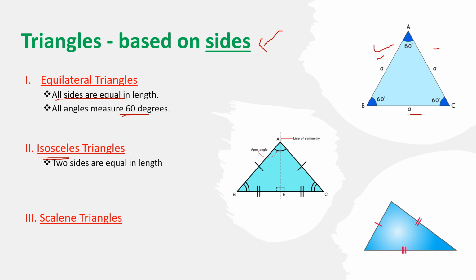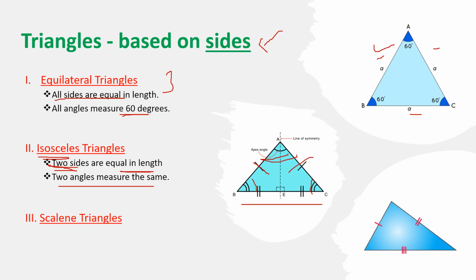So isosceles triangle. See, earlier it was all three, right? Now only two sides are equal in length. Look at this angle. This side is equal to this side, whereas this BC may be of different length. Then we call it an isosceles triangle. It means as simple as that, two sides are equal in a given triangle. It also boils down to two angles measuring the same. For example, this angle is equal to this angle, whereas this is different.